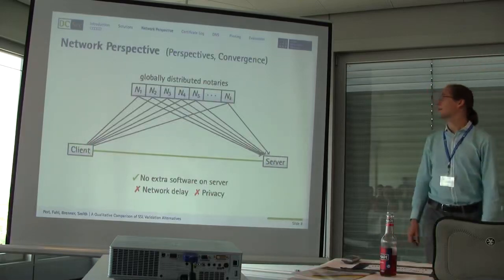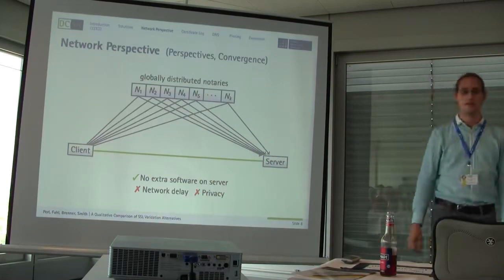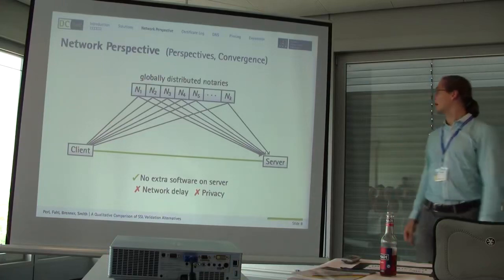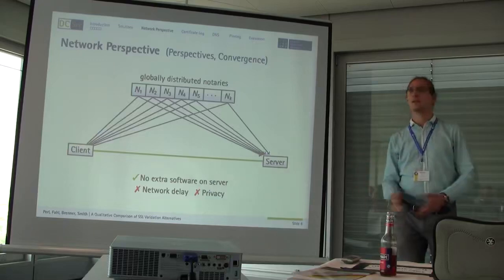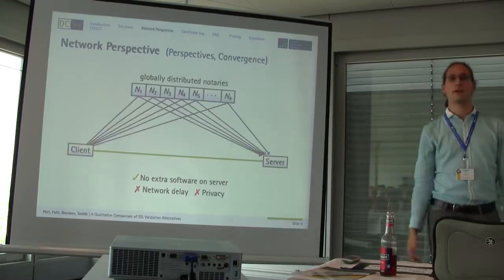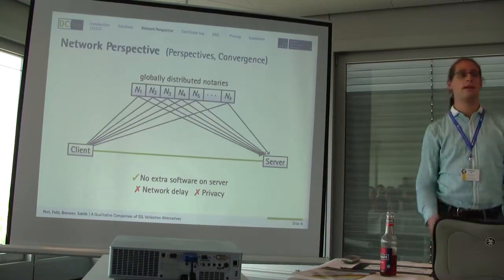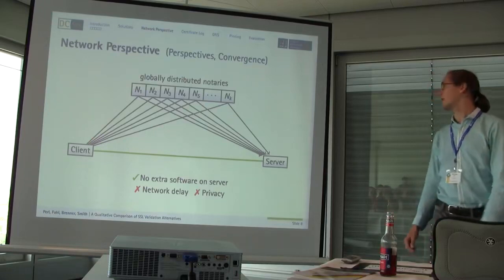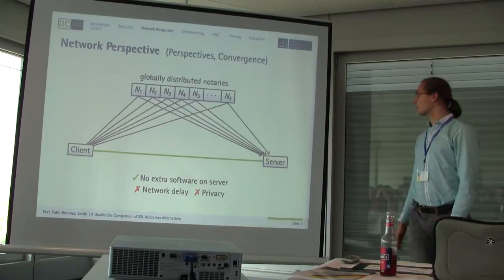So first we have the idea of network perspectives, and that's actually a quite old idea. Perspectives was published by Adrian Perrig, and as I mentioned, it has the notion of notaries. So a whole lot of different trustworthy entities on the internet can run those notaries: universities, Google, for example, Microsoft, whatever, big companies, or even private organizations and or private people.